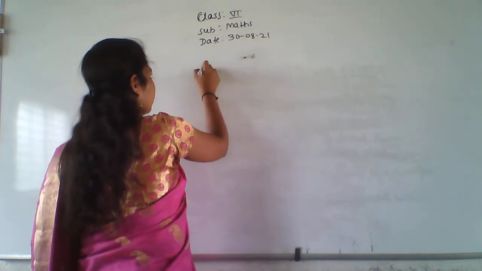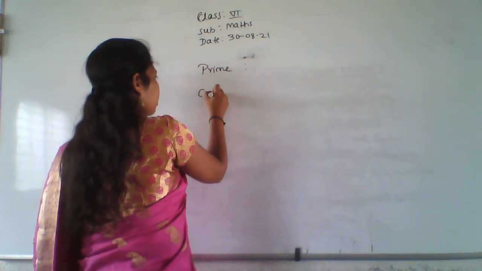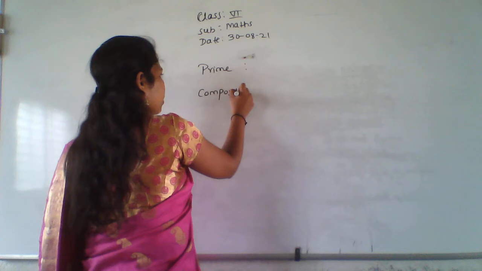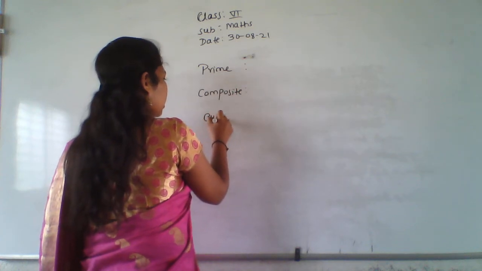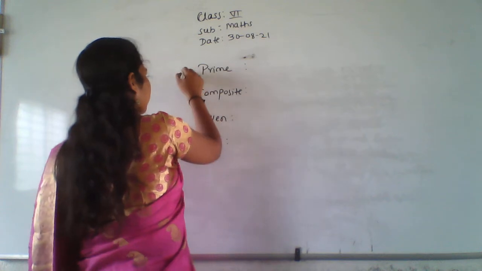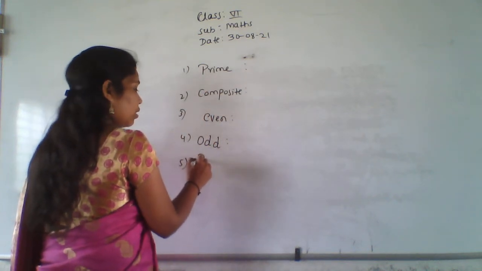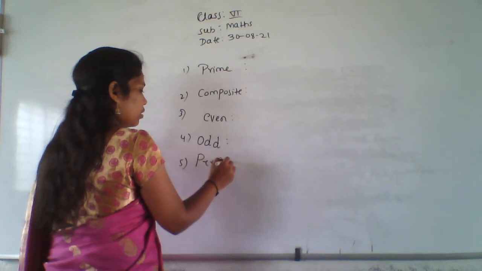First will be the prime number. Next will be the composite number definition. Next, even numbers, odd numbers. Okay, first, second, third, this is fourth, and the last one is a perfect number.